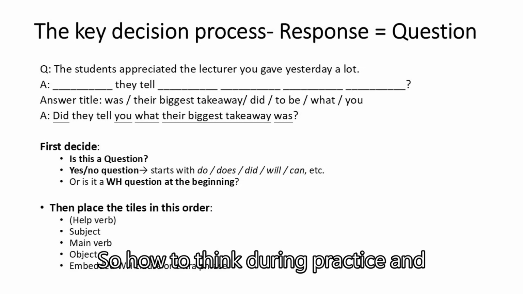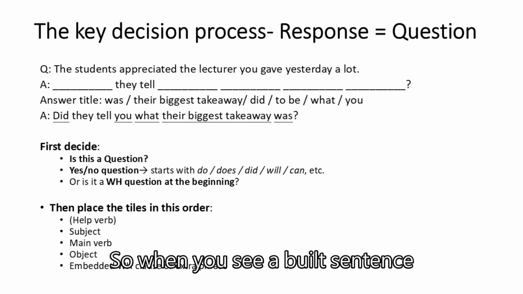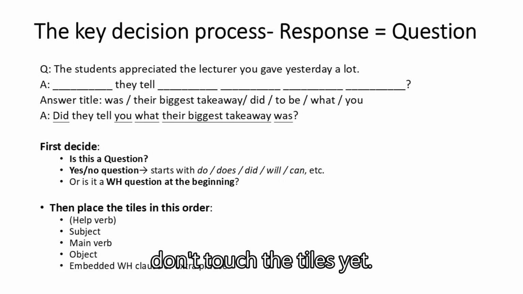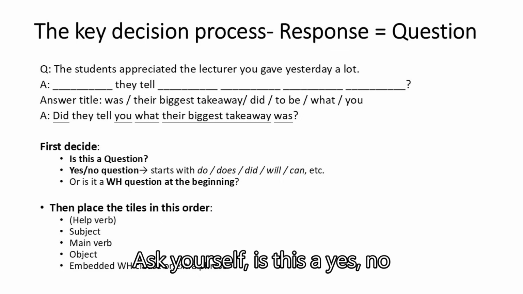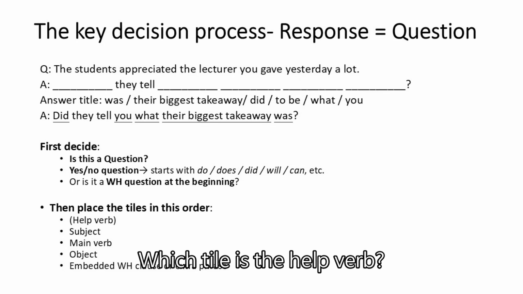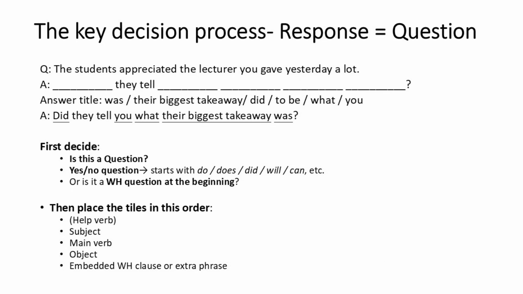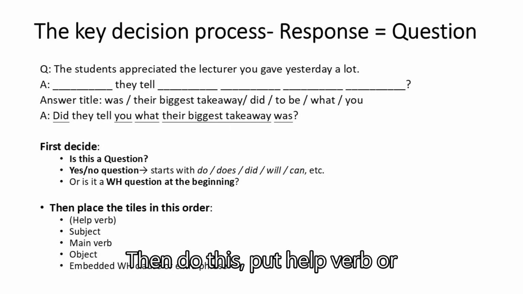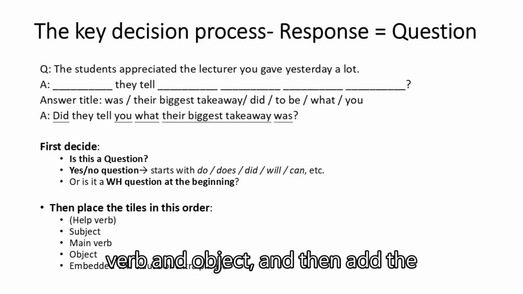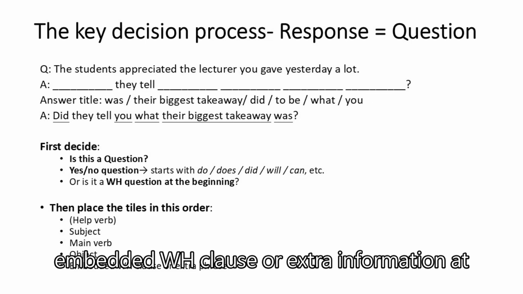So how to think during practice and the test. When you see a build a sentence answer that ends with a question mark, don't touch the tiles yet. Ask yourself, is this a yes-no question or a WH question? Which tile is the help verb? Which tile is the subject? Then do this. Put help verb or subject at the front, attach the main verb and object, and then add the embedded WH clause or extra information at the end.